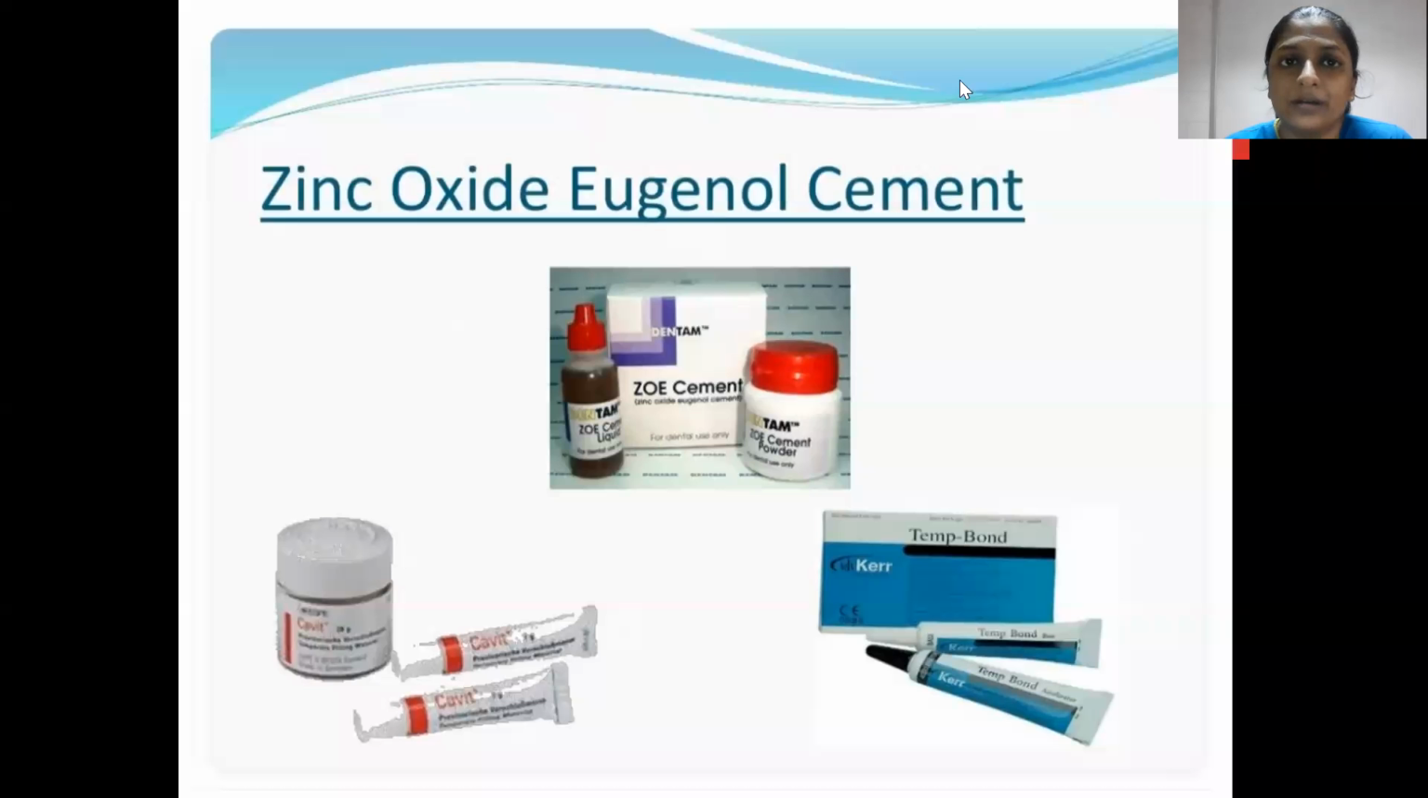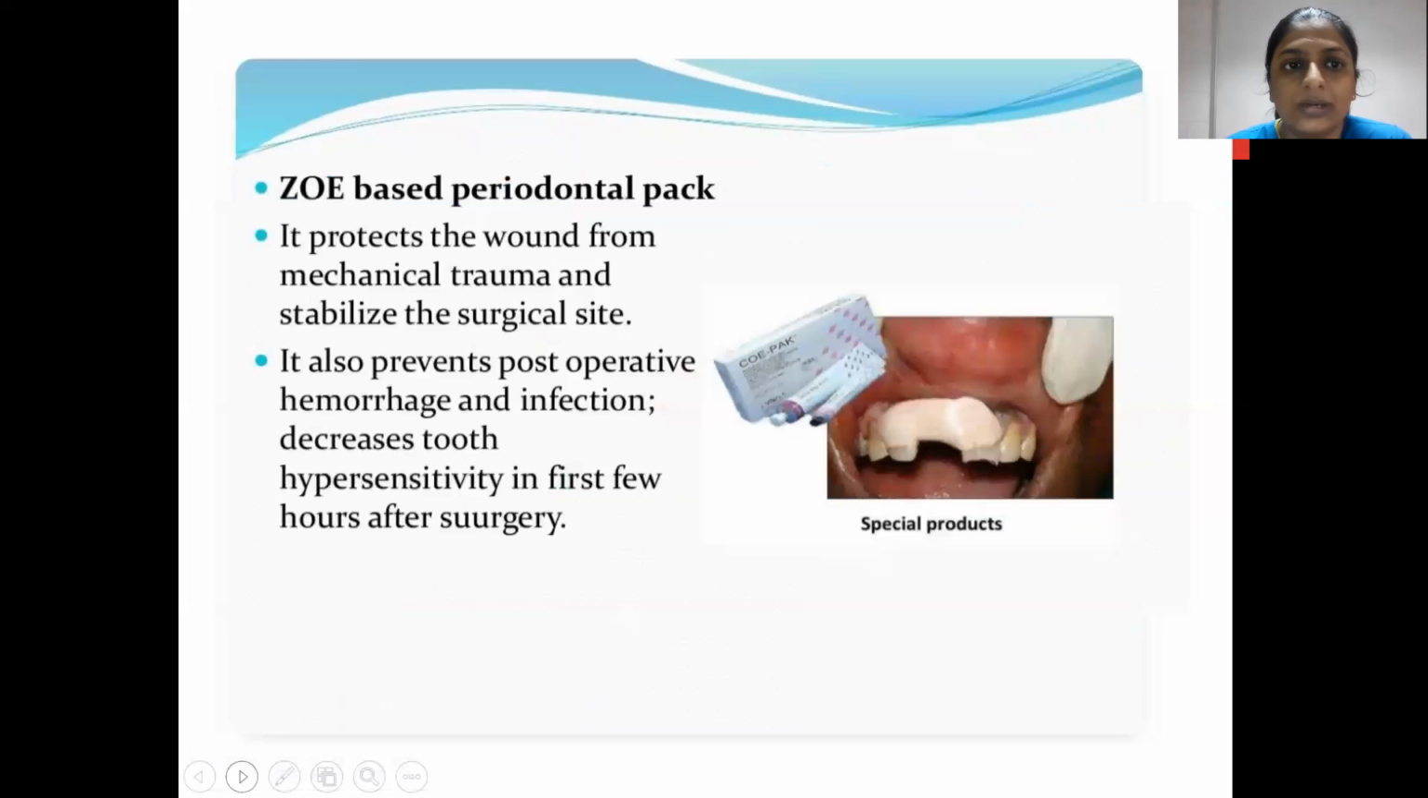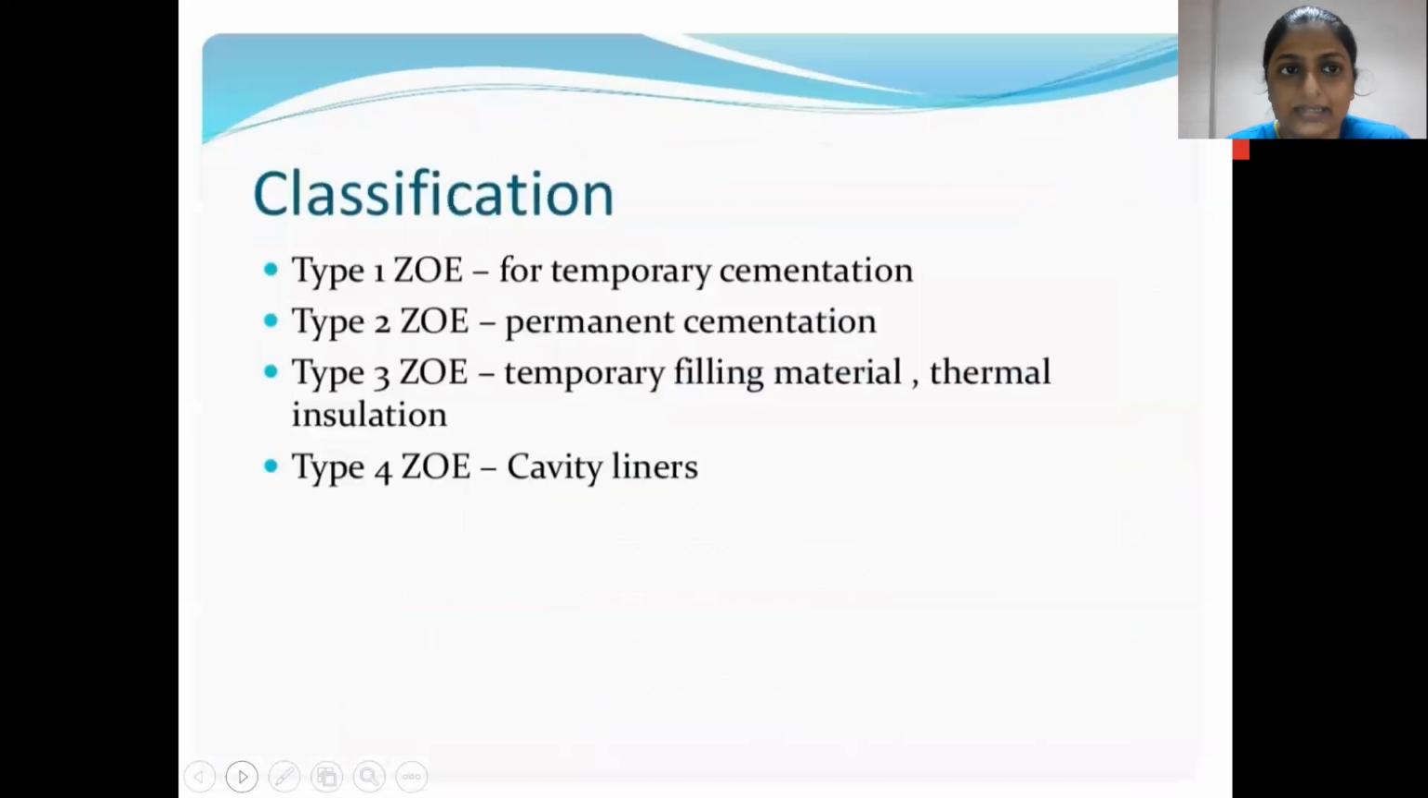Now we'll be moving on to the first cement, which is zinc oxide eugenol cement, in detail. There are different variations of the cement, such as a zinc oxide base. Periodontal pack is also another use of this cement. The classification of ZOE is: type 1, for temporary cementation; type 2, for permanent cementation; type 3, for temporary filling materials and thermal insulation; and type 4, for cavity liners.